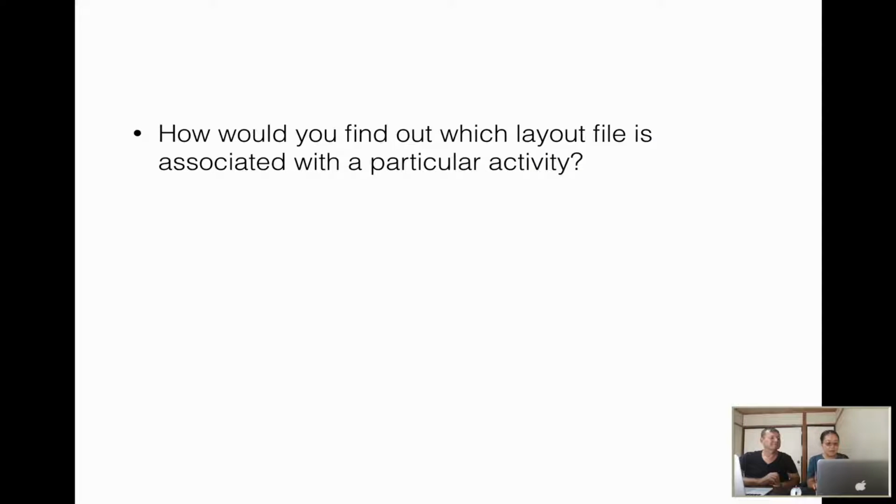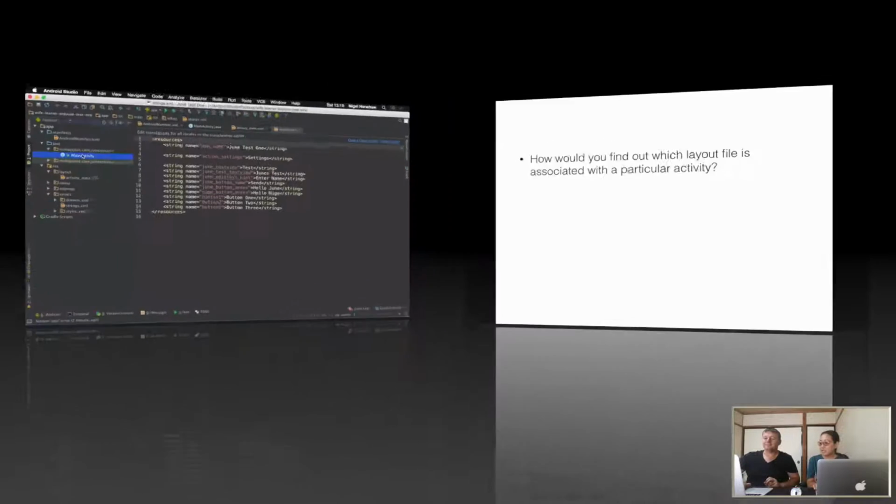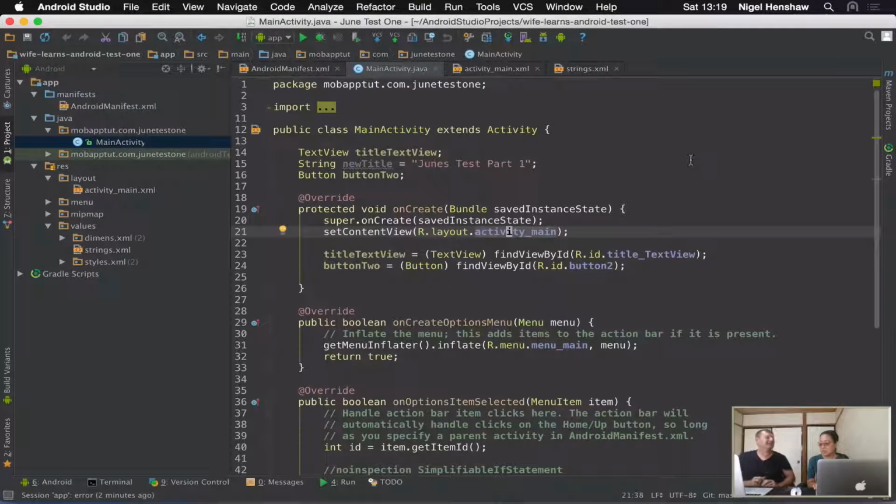How would you find out which layout file is associated with a particular activity? Okay. You can find that out from in here. Do you know the answer to that one, June? I couldn't answer this one. Okay. So it's your setContentView method inside your onCreate method. That specifies the layout file.